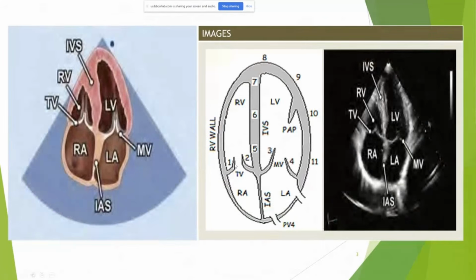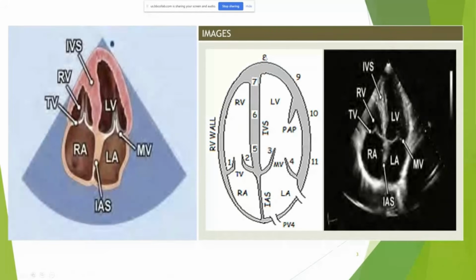These are numbered. This number 1 right here is your anterior tricuspid valve leaflet. Your number 2 is your medial tricuspid valve leaflet. Number 3 is your anterior mitral valve leaflet. Number 4 is your posterior mitral valve leaflet. Number 5 is your basal inferior septal wall. Number 6 is your mid-inferior septal wall. Number 7 is your apical inferior septal wall.